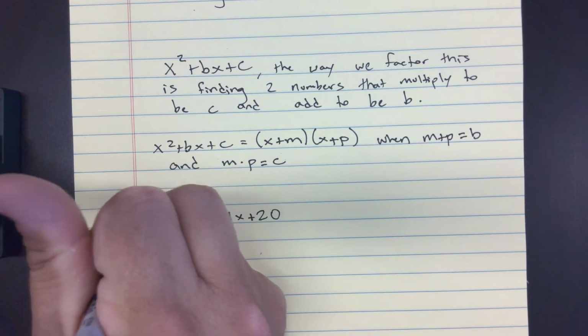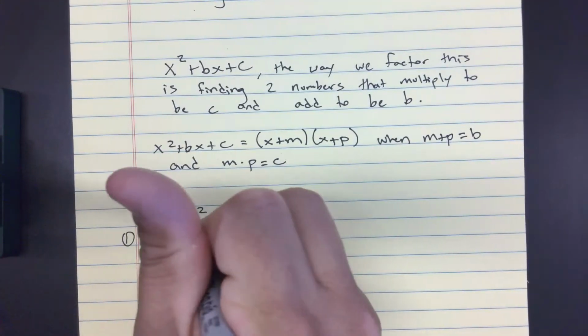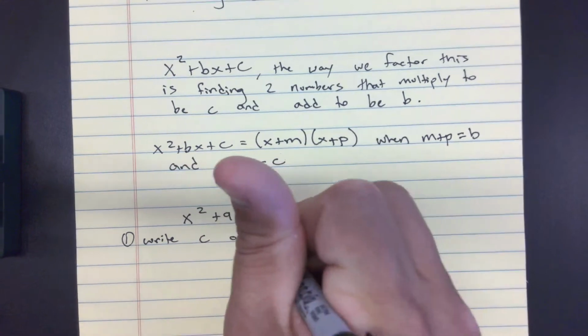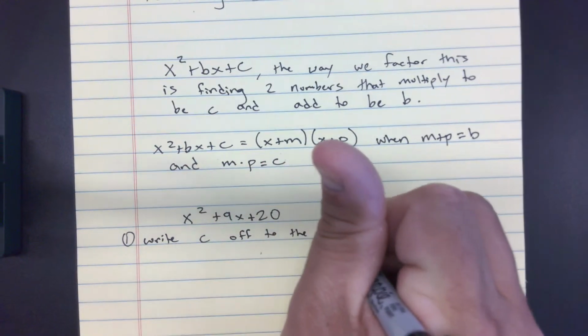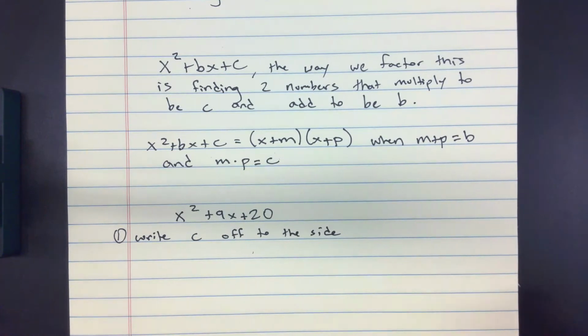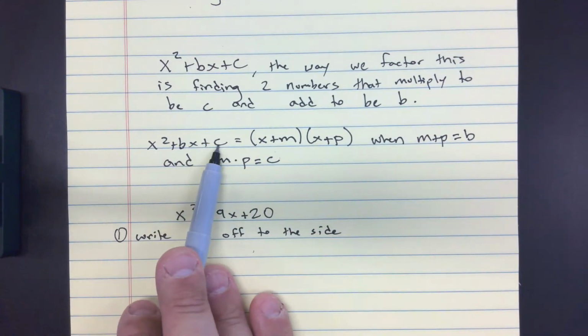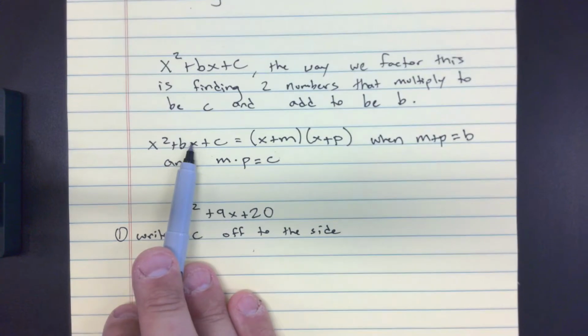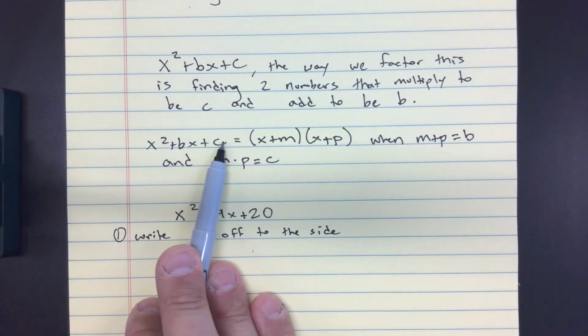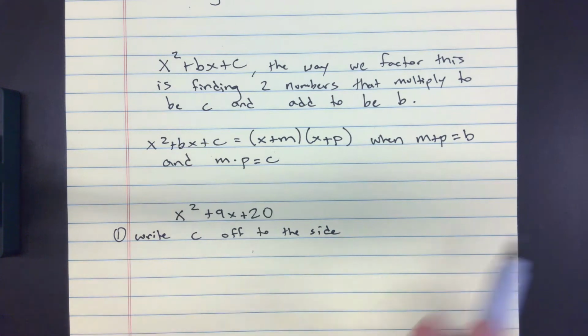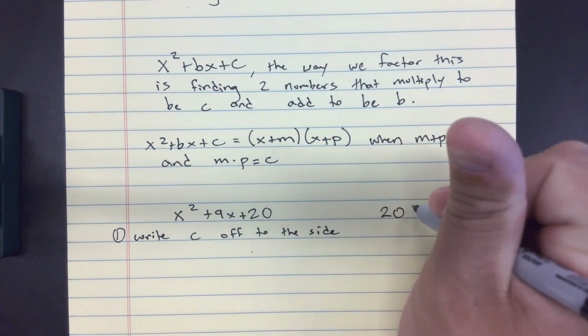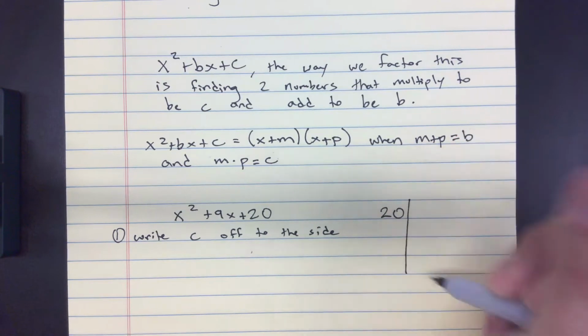Step number 1, write c off to the side. As you get better and better at factoring, you'll just kick these steps out the window, because you're going to get faster than fast at this. So what is c in this equation? 20, right? b is always next to x. c is always alone. Does that make sense? So we're going to write c over here, and the way we're going to draw it is with a line next to it.